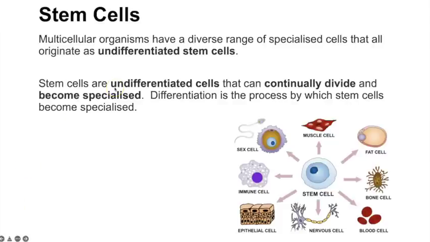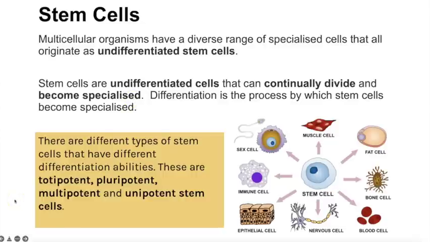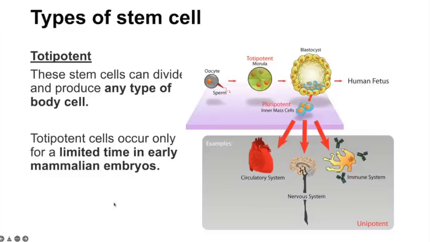Now, multicellular organisms have a range of specialized cells, and those all originated from stem cells. And stem cells are undifferentiated cells that have the ability to continually divide and also become specialized. There are different types of stem cells as well, and this is determined by the differentiation abilities that they have. So you can have totipotent, pluripotent, multipotent, and unipotent cells. So if we have a look at the totipotent first, these stem cells can divide and produce any type of body cell. So they have the ability to differentiate into any cell.